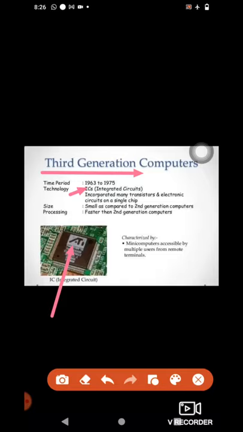As we read, with each new generation, computer size was reduced, whereas speed, power and memory increased. We had this line in the first paragraph, the last line, if you see. So yes, we were right. This is the green picture. This is an IC or integrated circuit. It was characterized by mini computers accessible by multiple users from remote terminals. So multiple users could use these computers from any place.